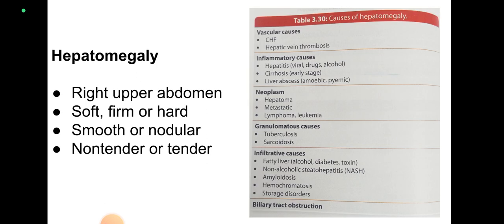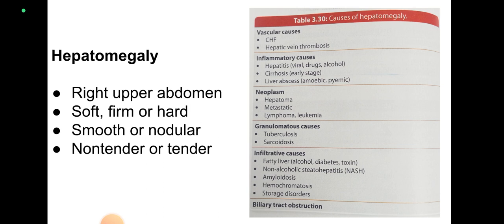Next topic is hepatomegaly. The liver is normally not palpable, however, it is palpable in right upper abdomen when enlarged. The size of the liver is usually expressed in centimeters below the right costal margin. The consistency of liver should be noted as soft, firm, or hard. The surface may be smooth or nodular, and the edges may be sharp, regular, or irregular. Liver may be non-tender or tender to touch.